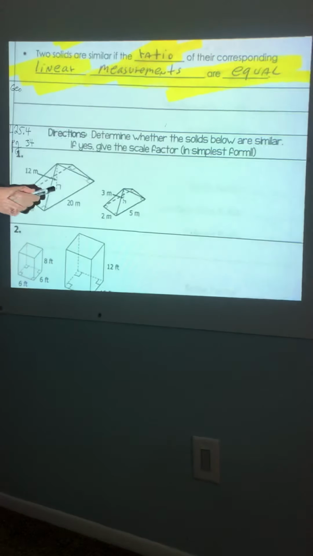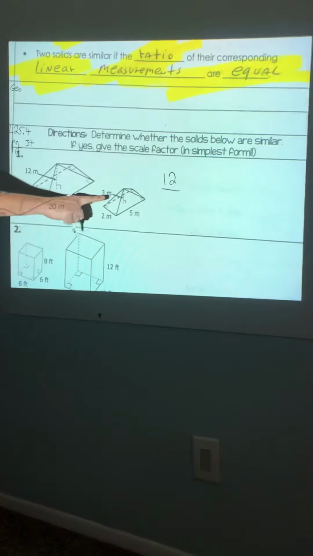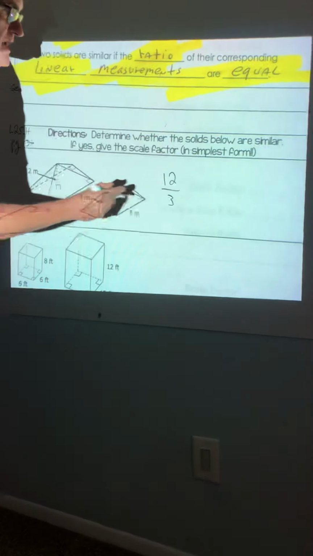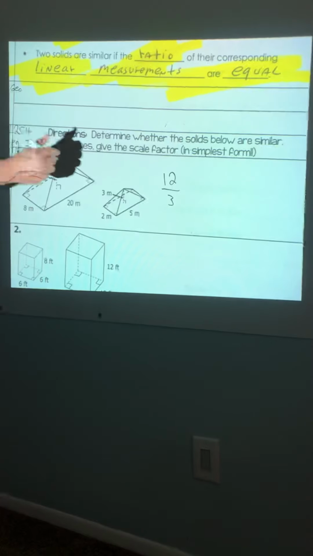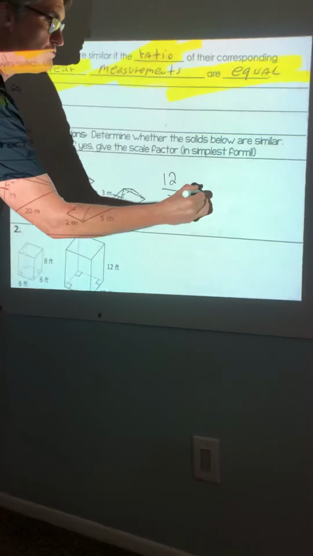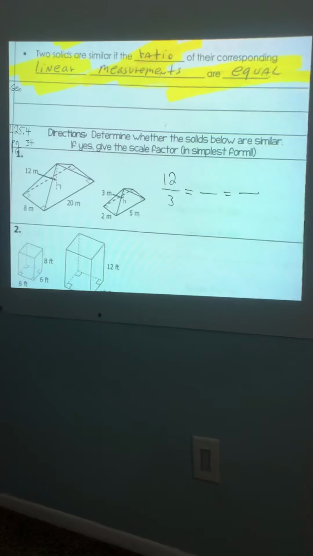So look, the height of this pyramid is 12 over here. So I'm going to put 12. And then I'm going to match it up with the height of the smaller one over here. I'm going to put 3. If you put the measurements from this shape on the top, you got to keep that consistent pattern. So you got to put all the larger measurements from the larger pyramid on the top and the smaller one on the bottom.